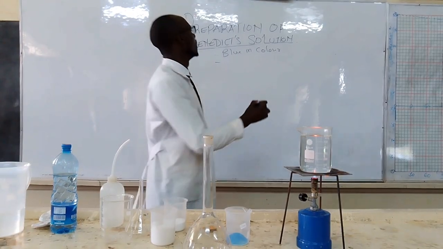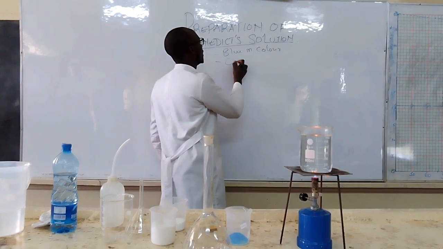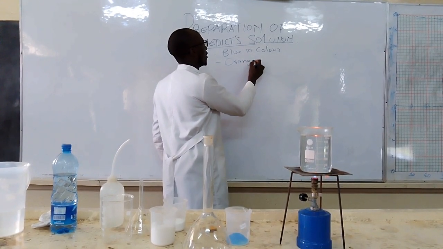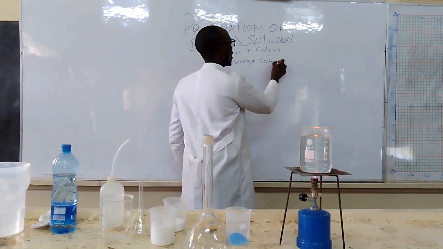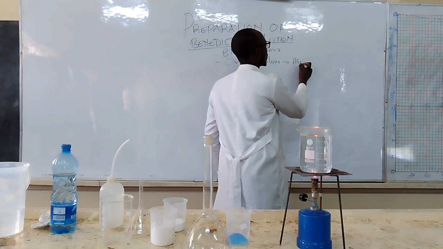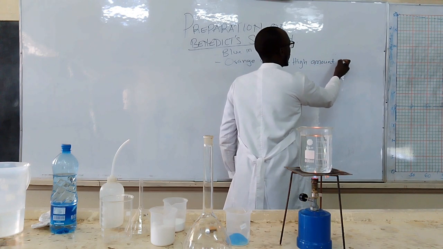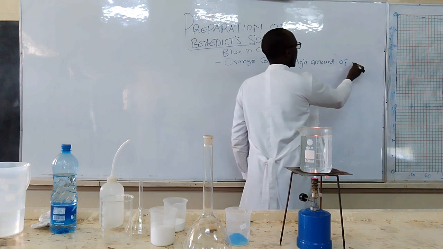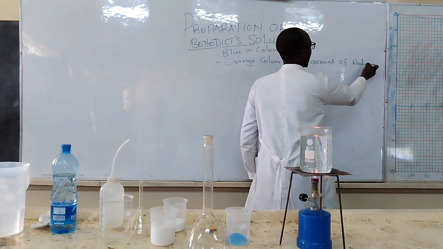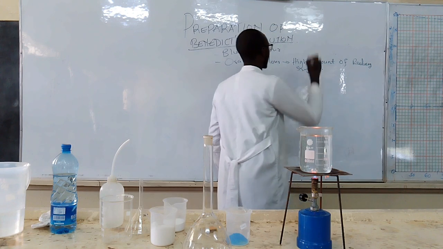It's going to change from blue to the following colors. So you're going to have orange color. Orange color indicates a high amount of reducing sugars or simple sugars.